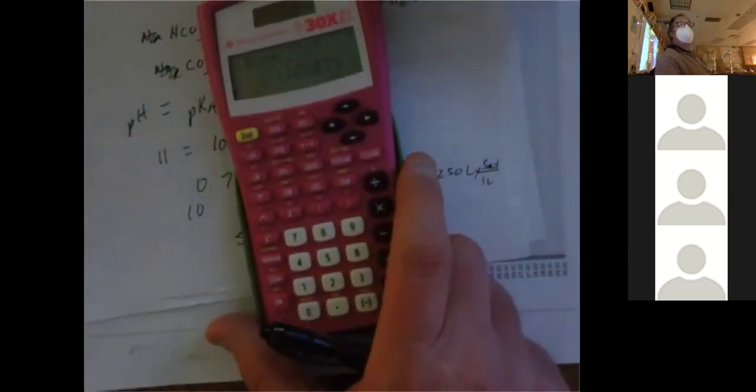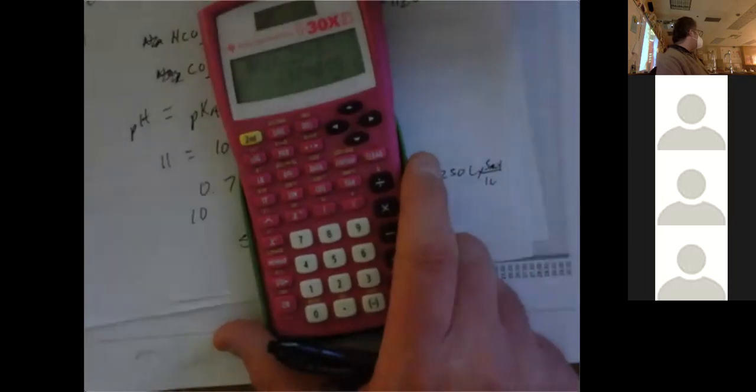0.25 liters, every 1 liter would be 5 moles. That would be 0.25 times 5 times 105.99. That would require me to use 132.5 grams of that sodium carbonate. Well, we said we didn't want to do that. We wanted to use closer to what?